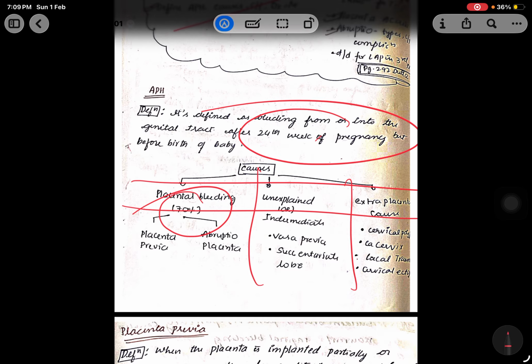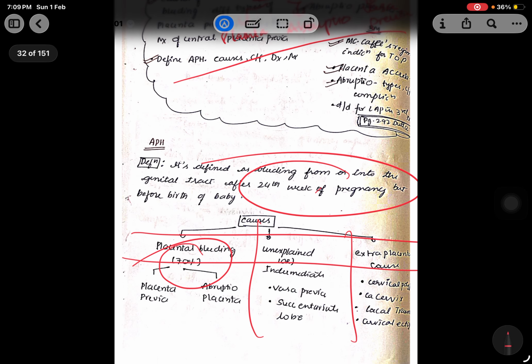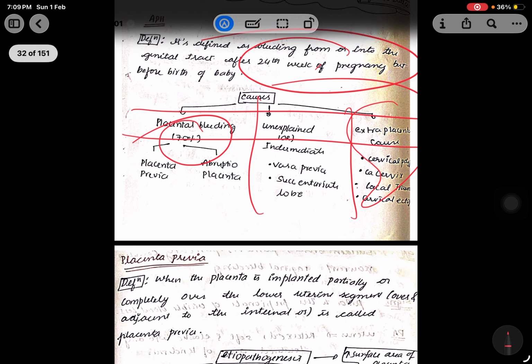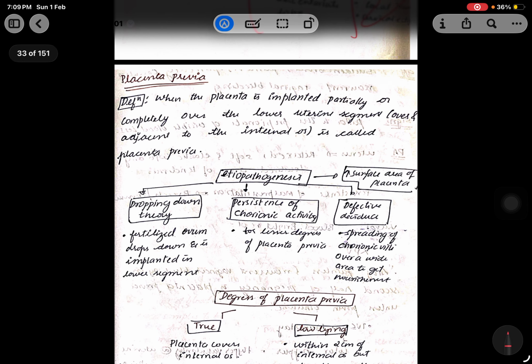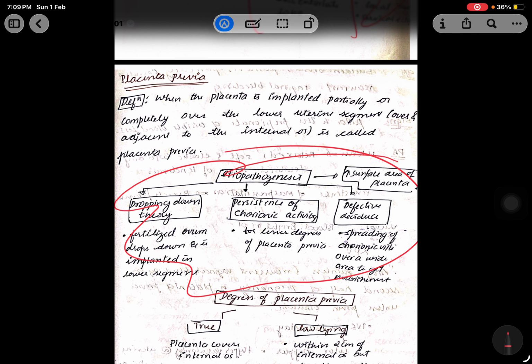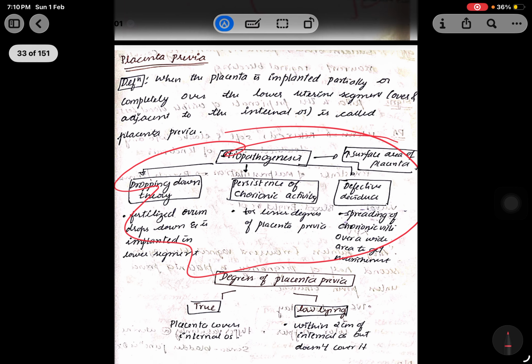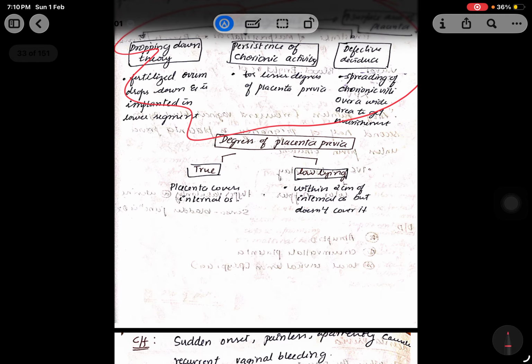Unexplained, again here you can write it as fetus in vasa previa, all those things. And again these are the external cause, basically something related to trauma. Again, any painless APH in a pregnant woman is placenta previa unless proven otherwise. So these are the theories which we have. Though we don't have a proper etiological thing, these are the degrees of placenta previa.